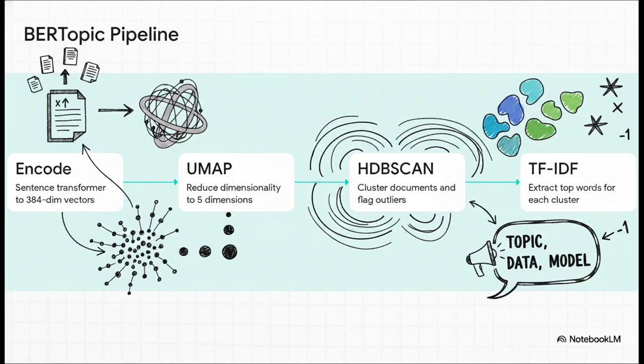Step 3 brings in HDBSCAN. This is a density-based clustering algorithm that looks for tightly packed, dense areas of documents and groups them together. And what's truly amazing here is that HDBSCAN actually flags messy, unclusterable outliers with a -1 label. It literally tells you, hey, I don't know what this is, so random noise doesn't ruin your pristine topics.